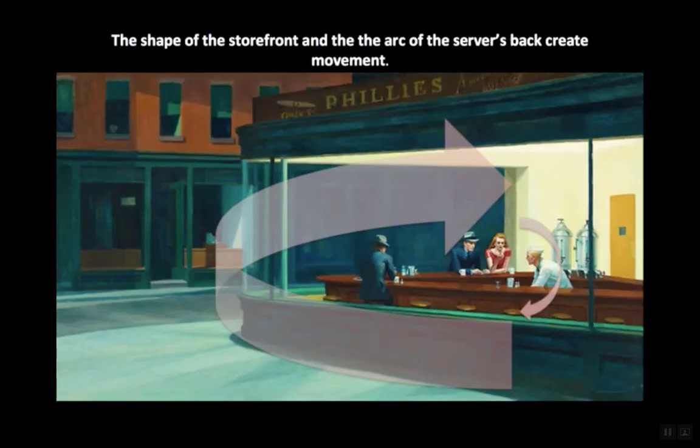Let's move on to another Edward Hopper painting. This one is called Nighthawks, and it's very famous. The shape of the storefront and the arc of the server's back create movement. So again, we're talking about shapes here. The arc of both the front of the building and the server's back create movement, and movement in this case is the principle of design. Movement is how the shapes are being used.